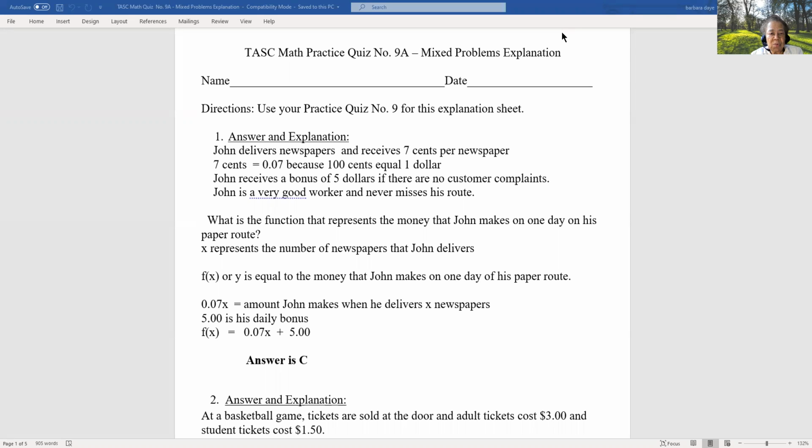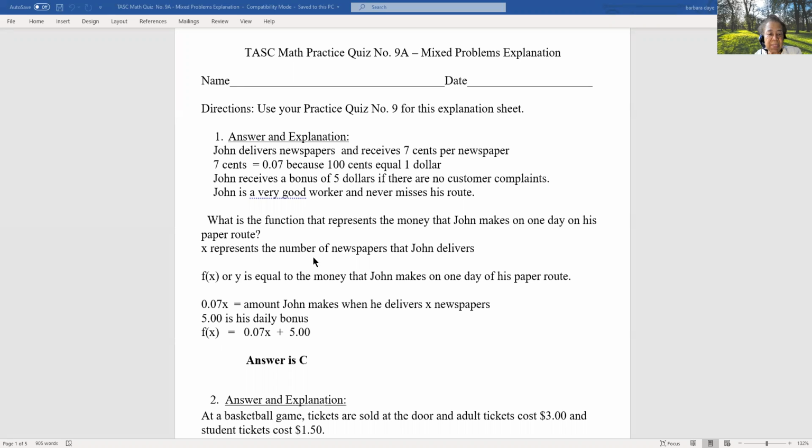It's about John who's delivering newspapers and he receives 7 cents per newspaper. Now, 7 cents translates to 0.07, 7/100ths of a dollar. Now, he receives a bonus of $5 each day that he has no customer complaints, and he is a good worker, and he never misses his route. So, let's develop the function that represents the money he makes on one day on his paper route.